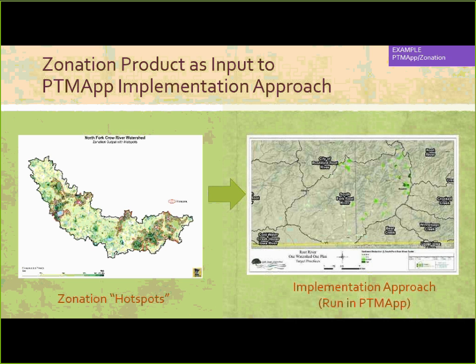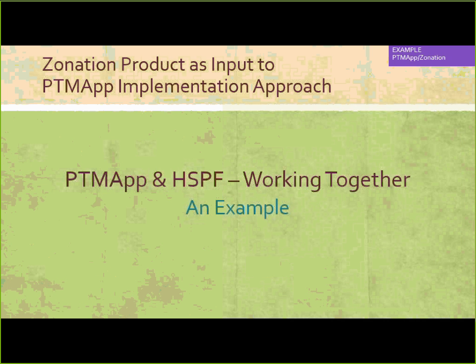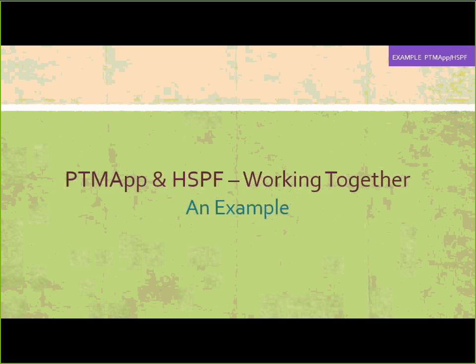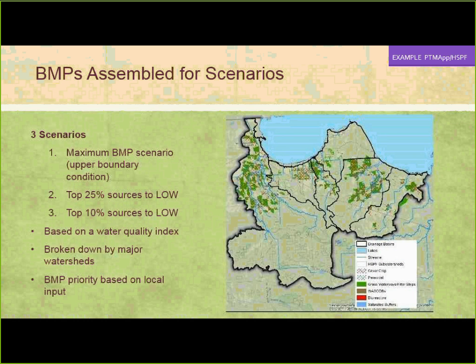I can then use this to screen my practices, to say I want to preferentially put practices in those areas because those are my priorities. Then I can run that back through PTMApp, and I can see what the benefits of those practices are downstream. HSPF, SWAT, what Dr. Tomer showed you yesterday in terms of the siting for the practices, they can all work together. And here's an example of how that's been done for the Lake of the Woods watershed.